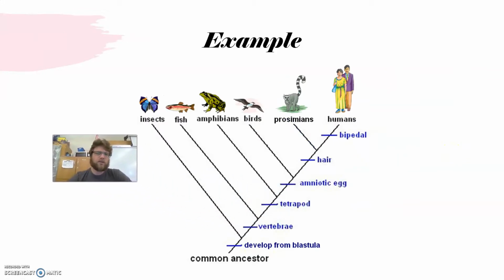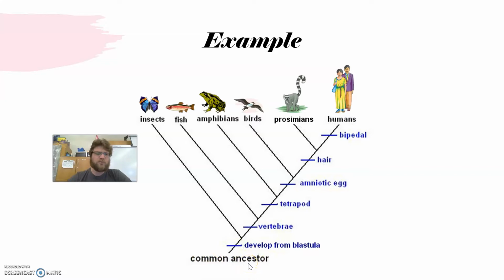All right, so another example. Let's look. So here's our cladogram. Okay, so prosimians and humans, we could call them a clade. Their shared derived characteristic is hair. So the hair separates them from the other organisms.